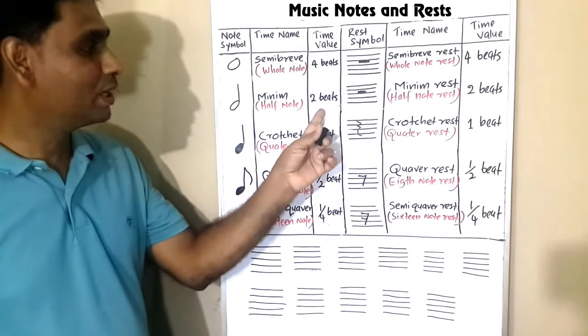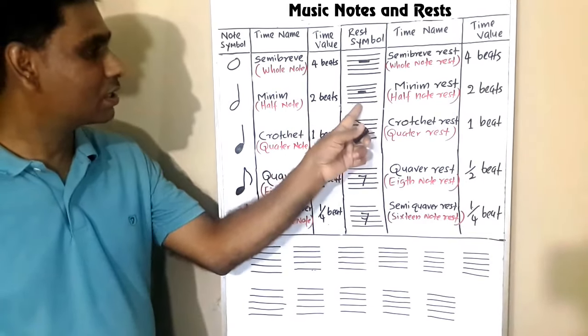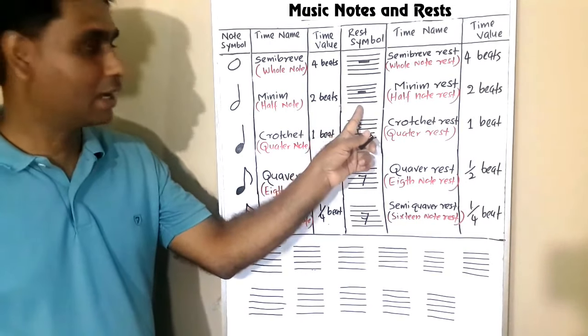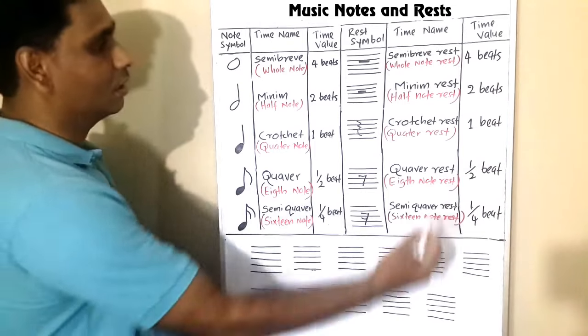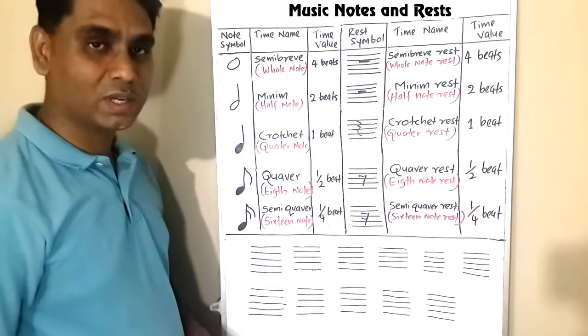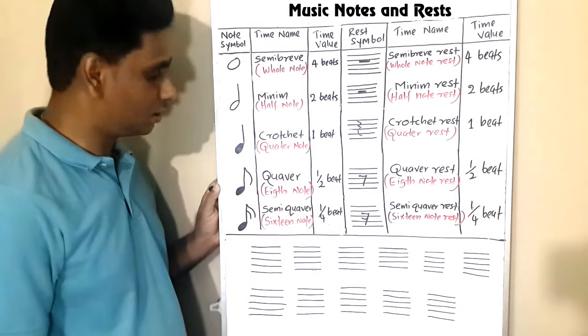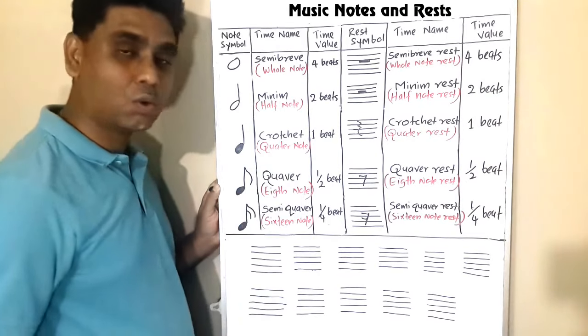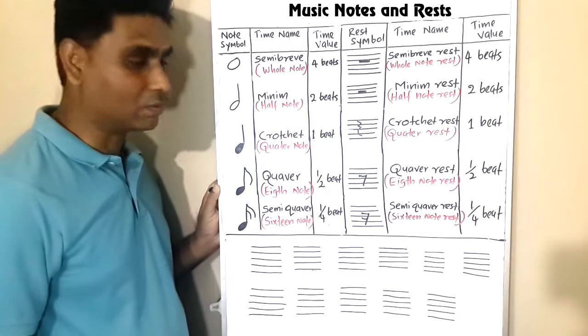Second music note, minim, also known as half note. It has a 2 beat value. And this is the minim rest, which is on the third line, but it does not touch the fourth line. And it has the 2 beat value as well. Third music note is crotchet, quarter note is its other name. It has a 1 beat value.